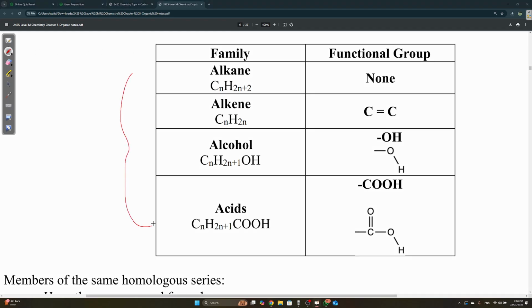Alkane is CnH2n+2. Alkene is CnH2n. Alcohol is CnH2n+1 OH. Acid is CnH2n+1 COOH. Memorize this however you want, but you need to know this. Alkane, 2n plus 2. Alkene, it's just 2n. Alcohol, it's 2n plus 1, but OH. Acids is 2n plus 1, COOH.